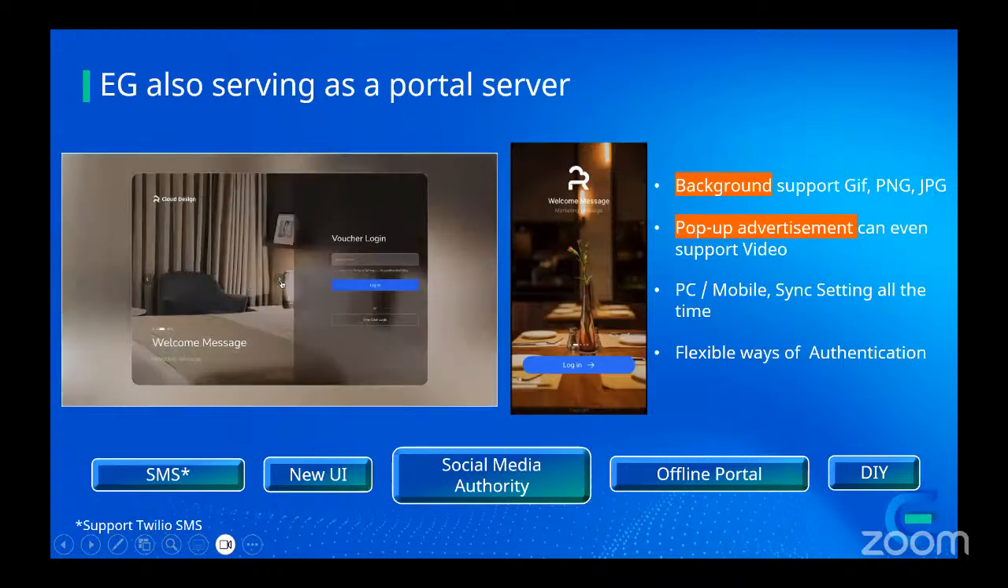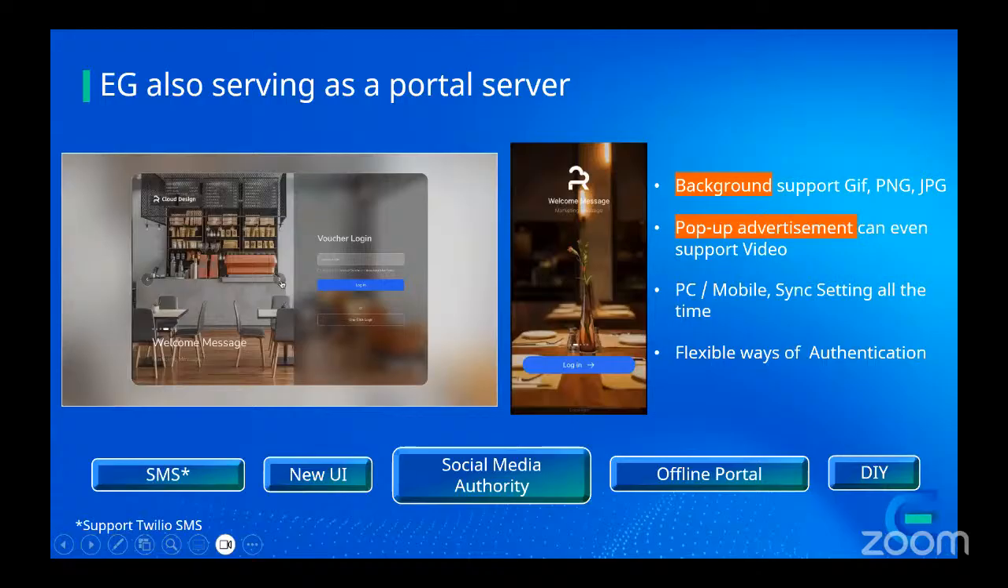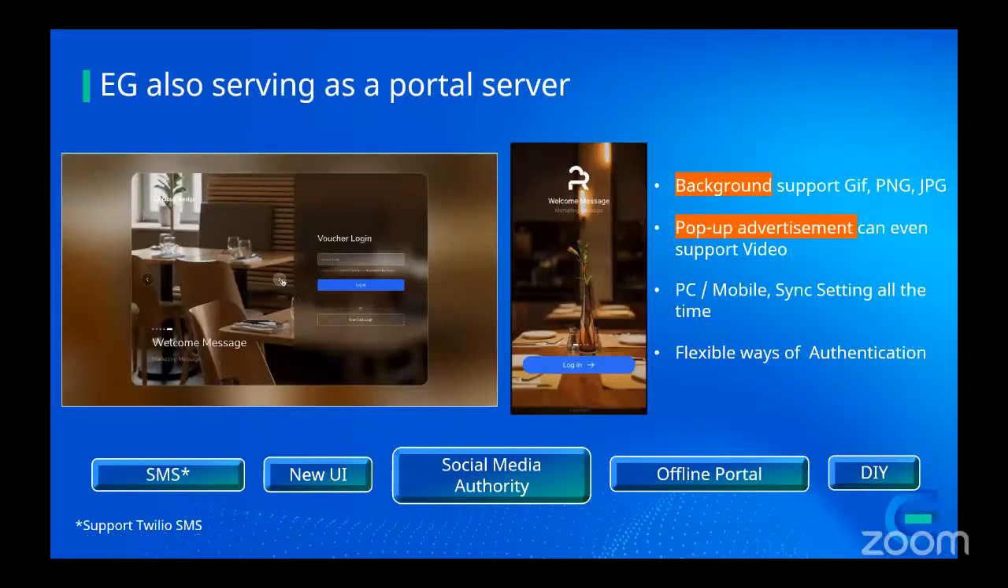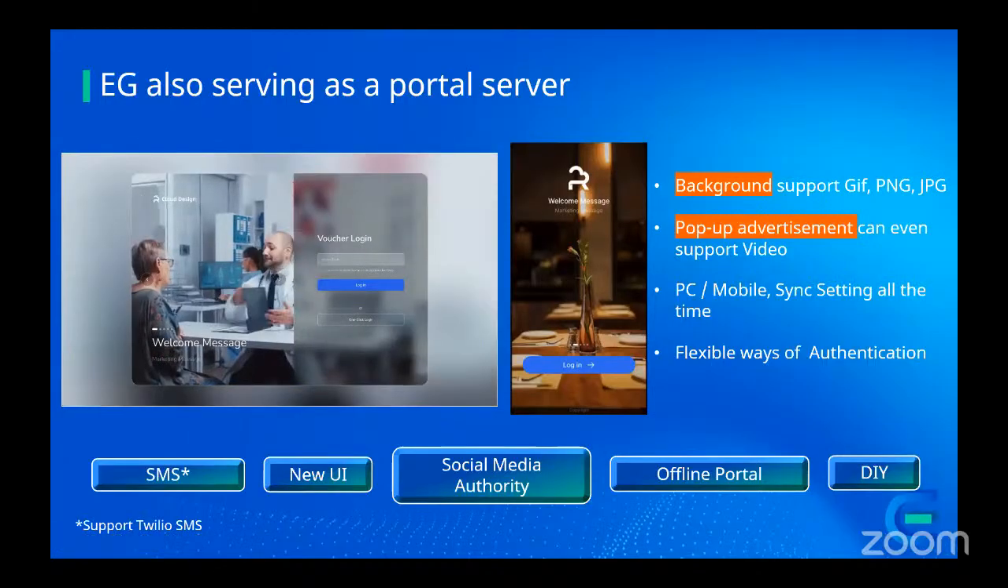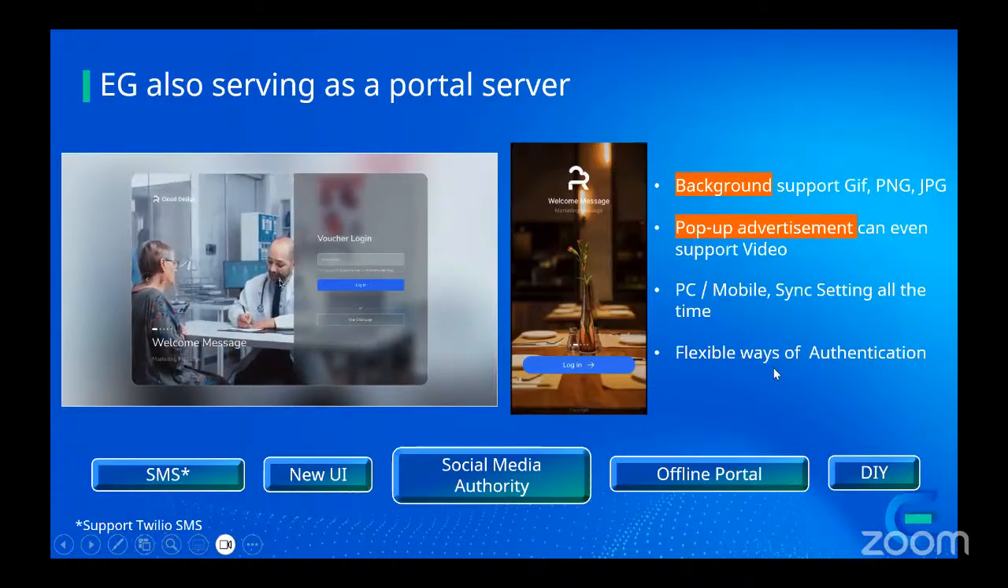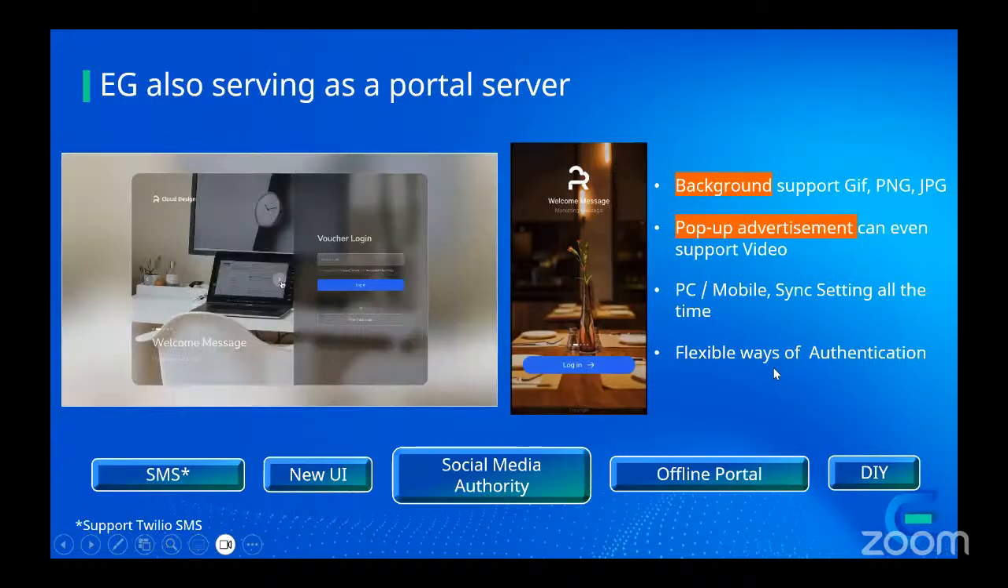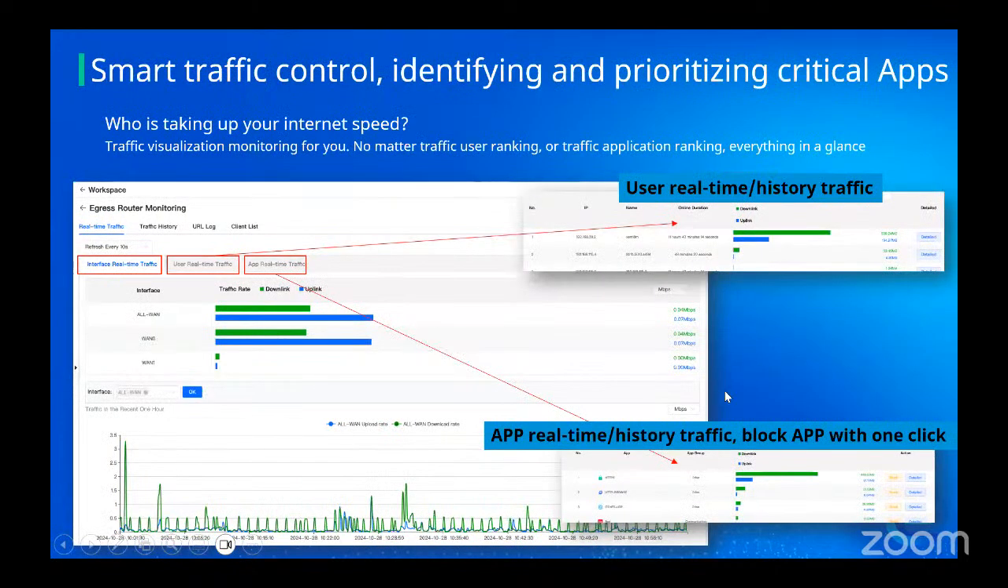The background, as you can see, we can change depending on whether it's a hotel, a restaurant, or a coffee shop, depending on your business. It can be done by SMS or another authentication for the captive portal. So this is a flexible way to authenticate wireless connections. As I previously mentioned, we have a control application.